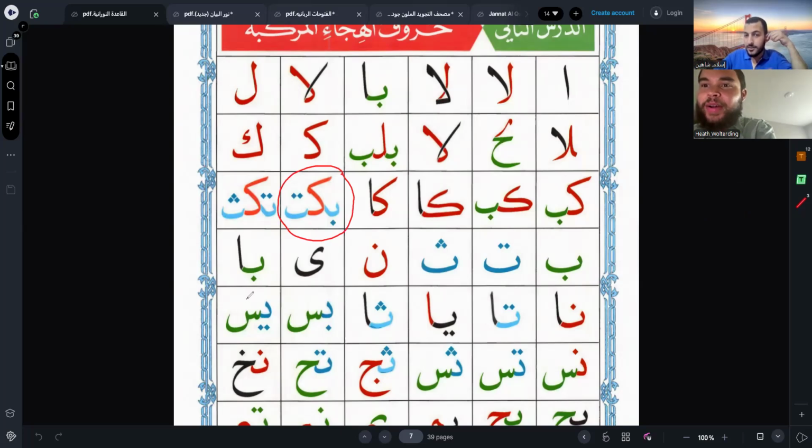The next one here, now, ba, kaf, and ta. Perfect. So we have ba, kaf, and ta. So the shape of the kaf in the middle is different from the separate kaf or the kaf that comes at the end, right? Yeah, this one is the separate, and the same shape for the kaf when it comes at the end of the word. Okay.